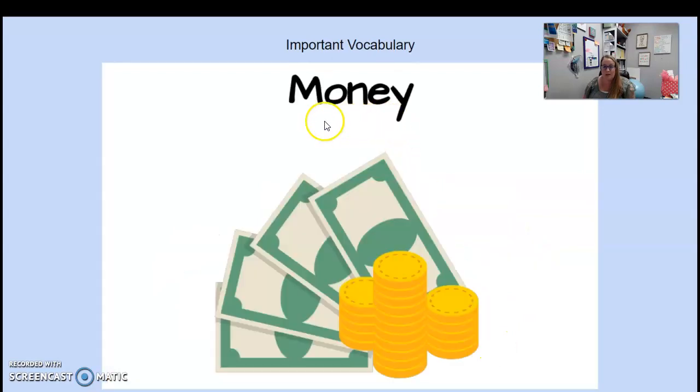The next word we have is money. Can you say that word with me? Money. And money is what we use to buy things. Sometimes you're going to have bills, so maybe a $1 bill, a $5 bill, a $10 bill, $20 bill, $100 bill. Or sometimes you're going to have coins. And we're going to talk about coins a lot.